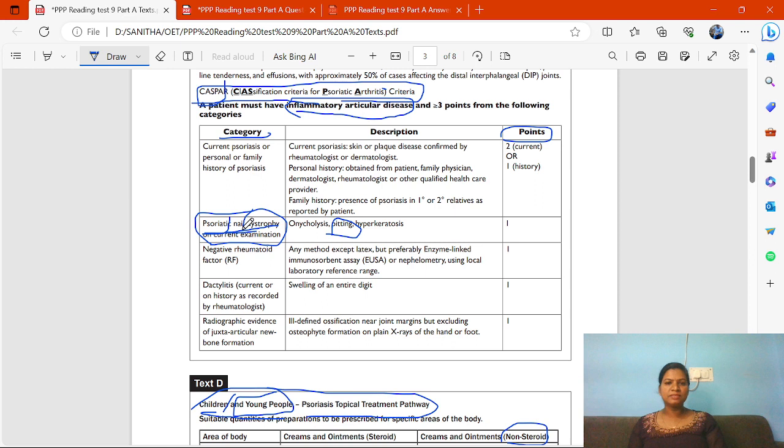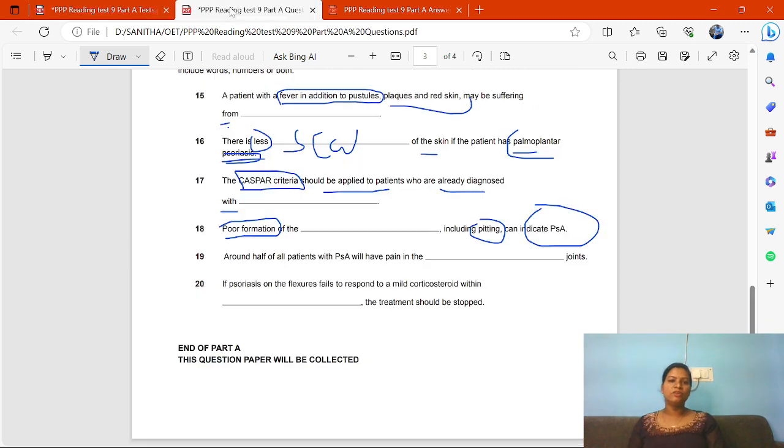Nail dystrophy means dystrophy. What is the meaning of dystrophy? Find out the meaning of dystrophy. Dystrophy means dystrophy of nail. What does dystrophy mean? Poor formation. Formation of what? Nail. What is the answer here? Formation of nail. Okay, are you getting my point?